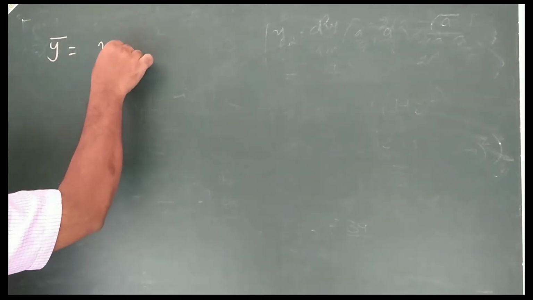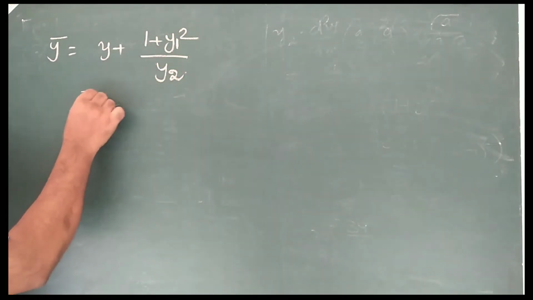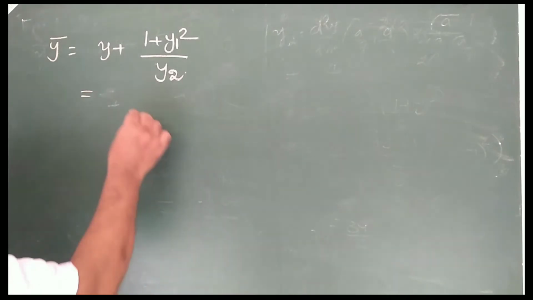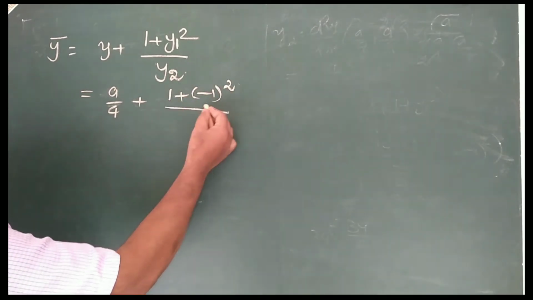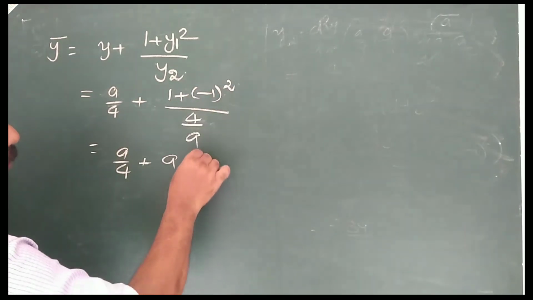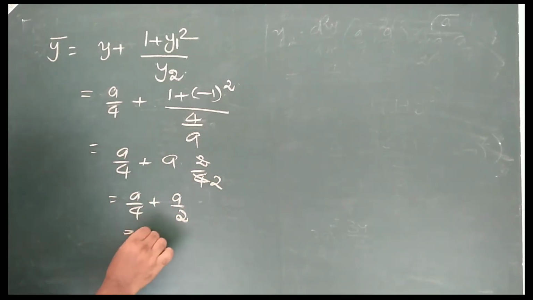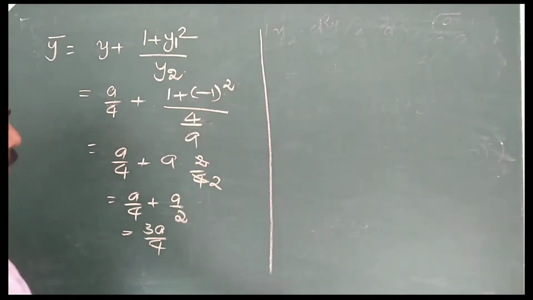Now y bar is equal to y plus 1 plus y1 square whole divided by y2. What is y? x comma y is the given point a by 4 comma a by 4. So that is a by 4 plus 1 plus minus 1 square whole divided by y2. y2 is equal to 4 by a. So this cancels. So that is a by 4 plus a by 2, that is equal to 3a by 4. So first we found that x bar is equal to 3a by 4. Now y bar is also 3a by 4.